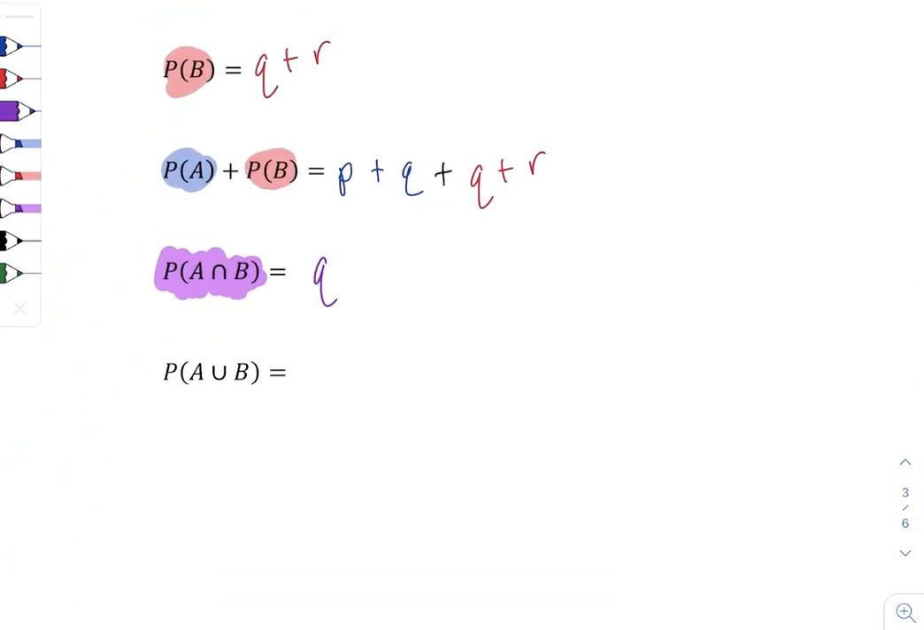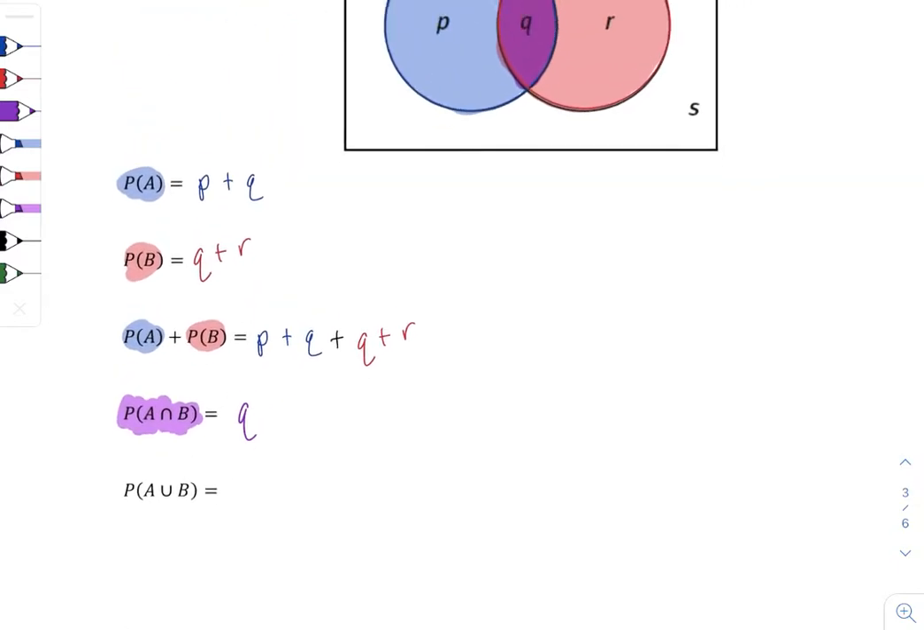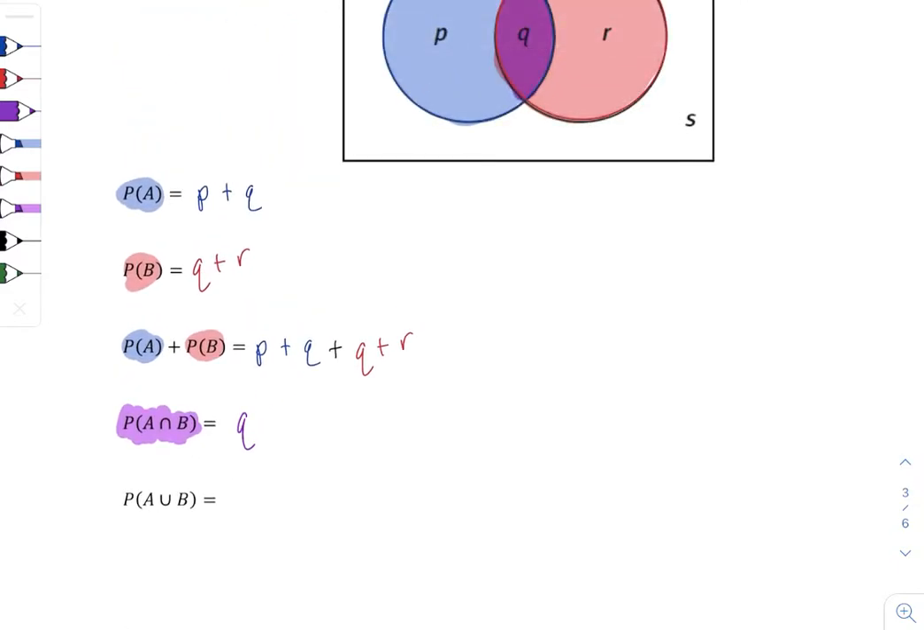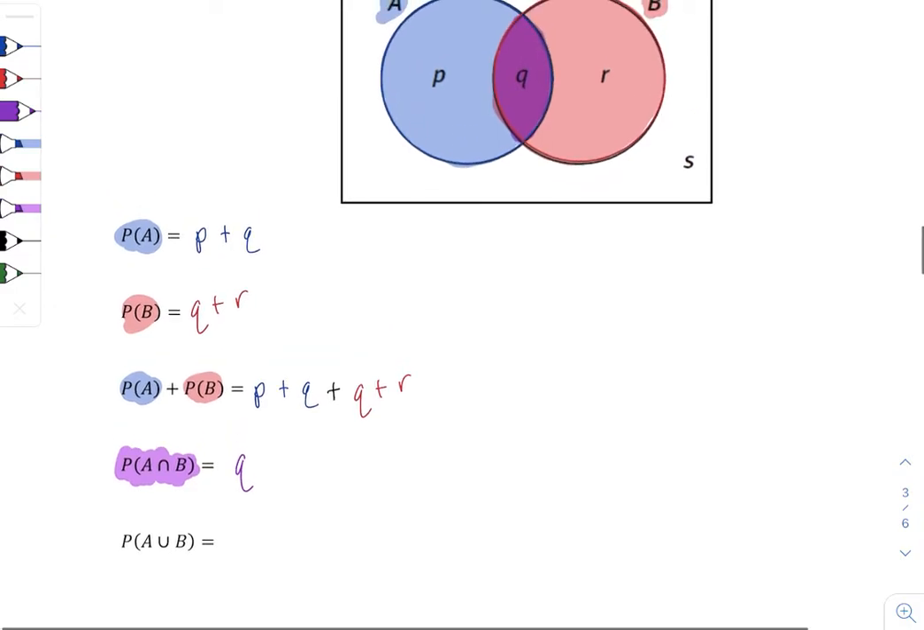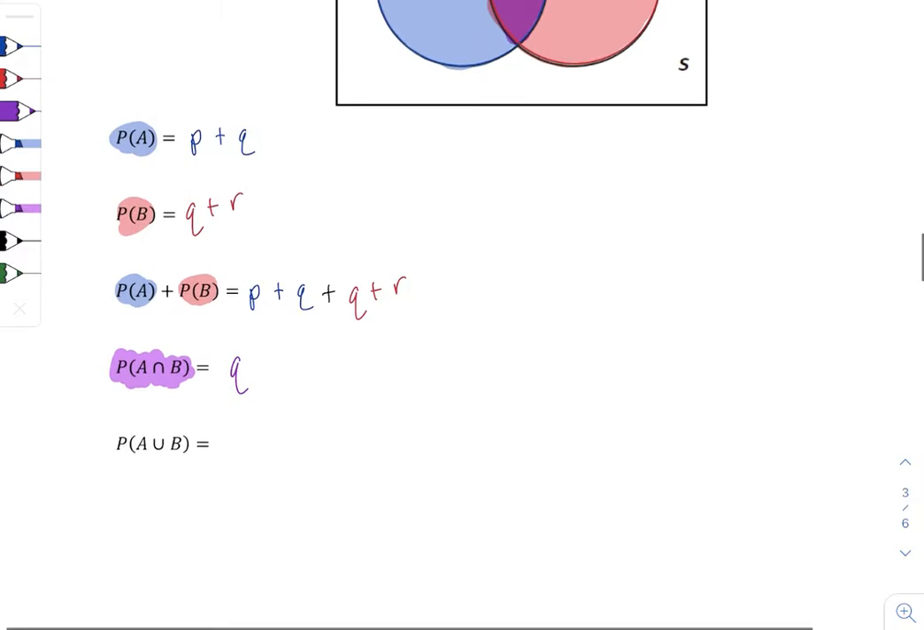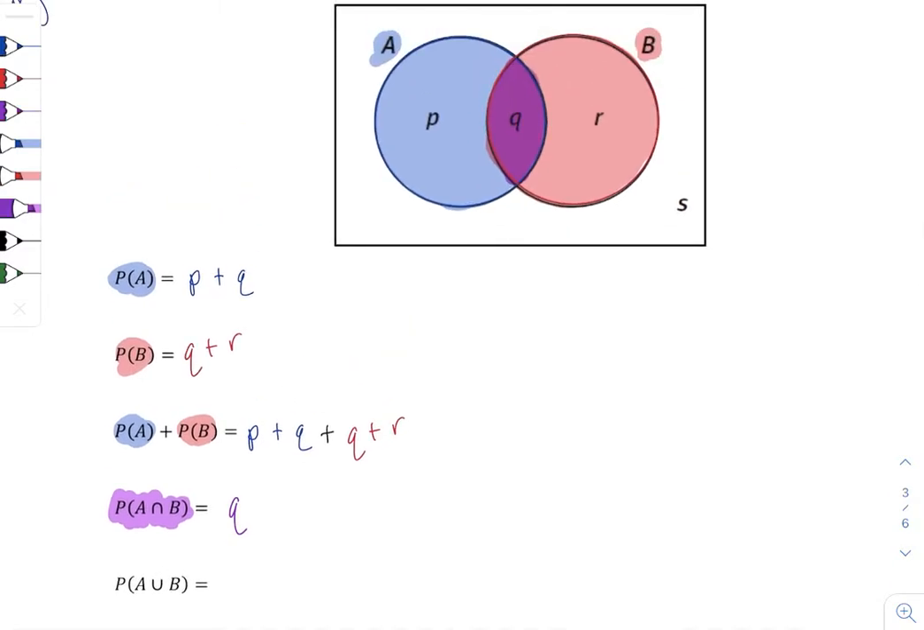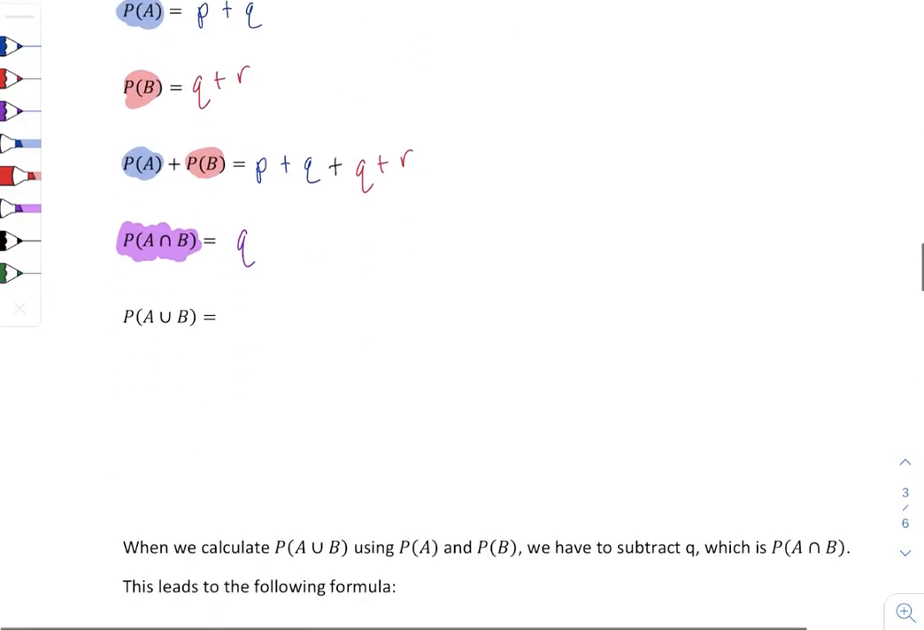Now, if I wanted to find the union of A and B, I would have to add all three pieces together: P plus Q plus R.